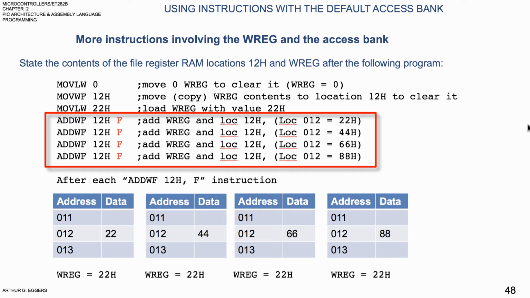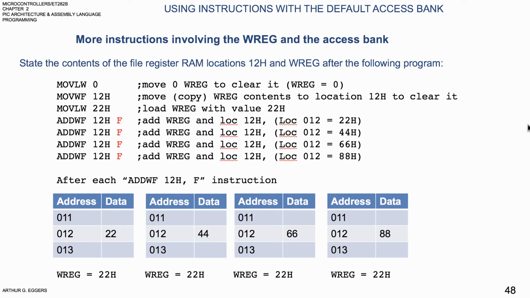The next add says do the same thing. We're going to add the working register value, 22, to 44, so we're at 66. And then finally we're going to add again the working register and the location together, so 22 and 66 gives us a value of 88.